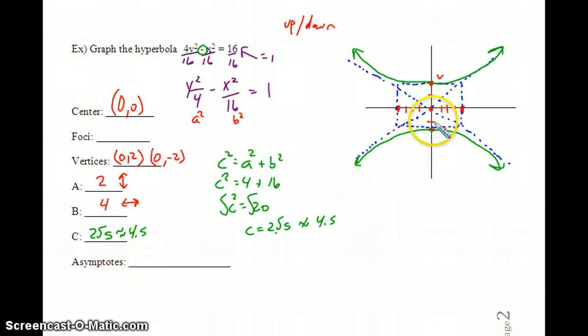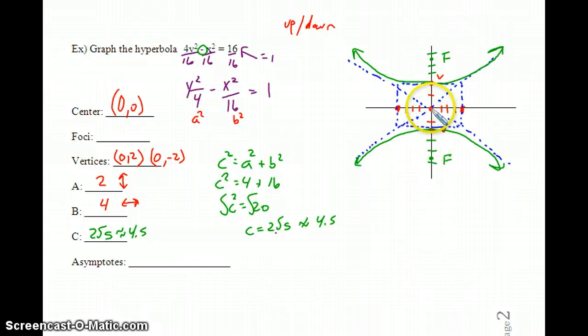So from the center, I want to go down 4.5. 1, 2, 3, 4, 5, so it'd be right around here would be a focus point. And from the center, 1, 2, 3, 4, 5, so 4.5 would be right about there. That would be a focus. Just to confirm that I've graphed this correctly, does each branch of my graph wrap around the focus points? Yes, so that's a good thing. Next thing I need to do then is write up those coordinate points.